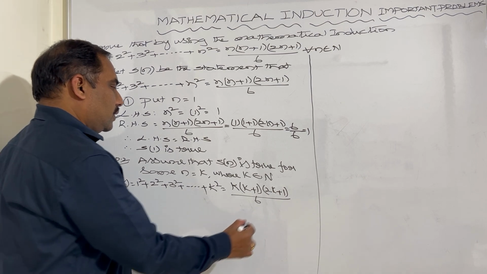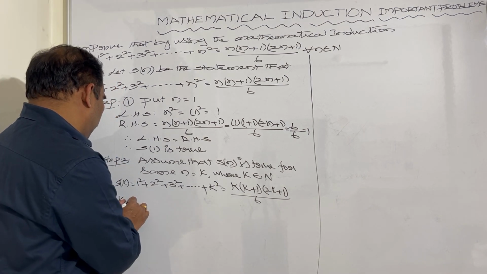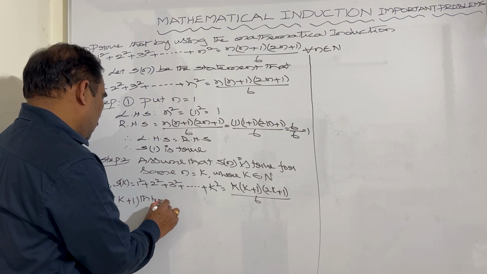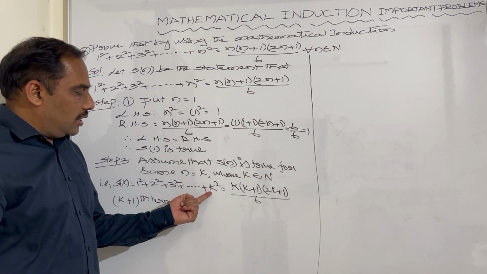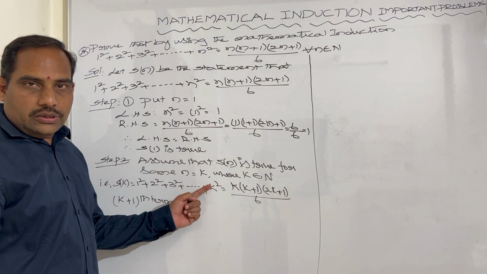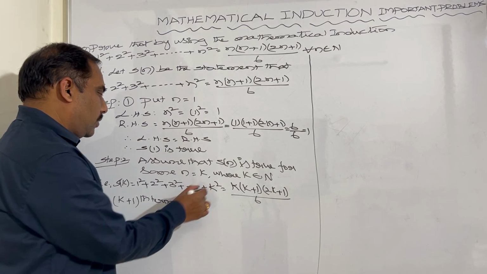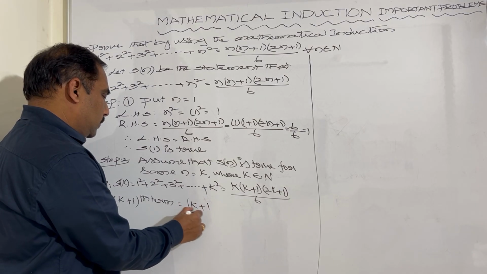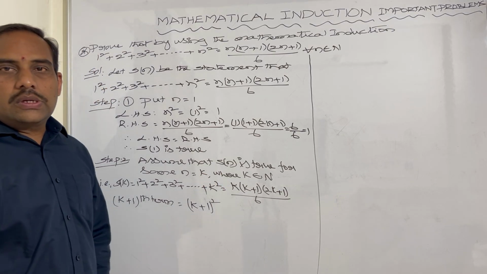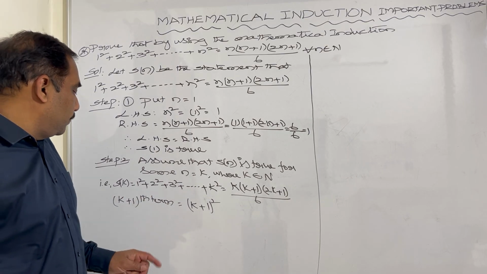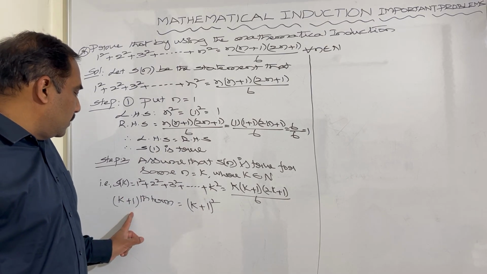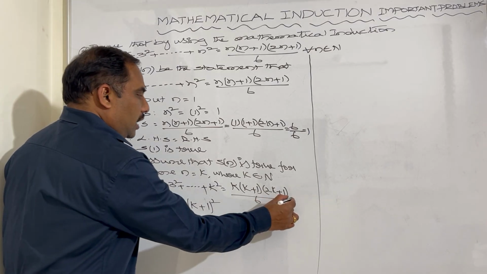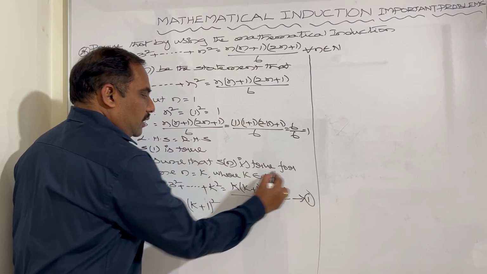Now we find the k plus 1th term. From where do we find the k plus 1th term? From the kth term. Here the kth term is k square. Replace k by k plus 1, and you get the k plus 1th term, which is k plus 1 whole square. Now call this S of k, equation 1.